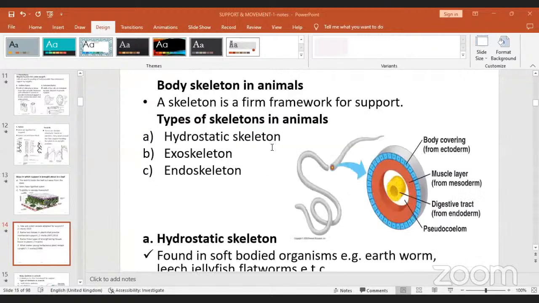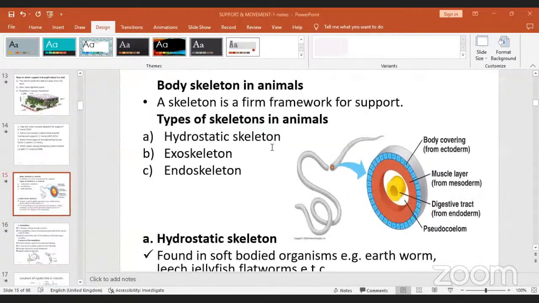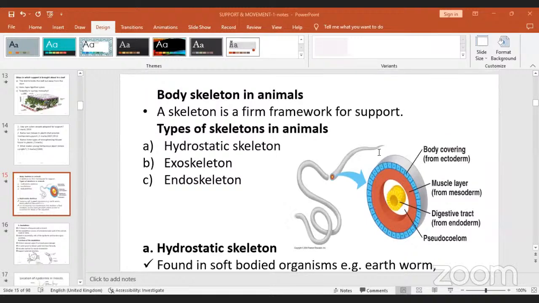So that is all about support in plants. Before we go to support in animals and talk about the various types of skeletons we have in animals, I'll have to see if there is anybody who has a question on plants. Anybody? Okay, can we say that we are okay with support in plants? Mutere, do you have a question? I see a hand up.